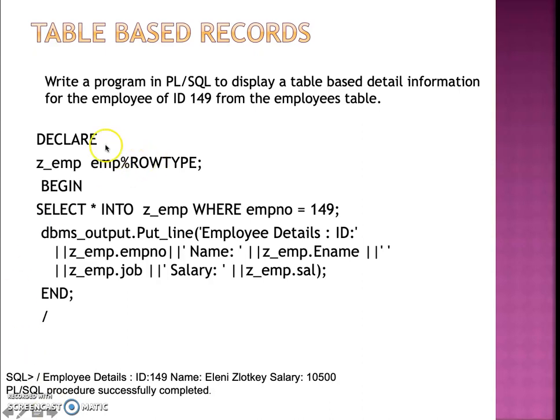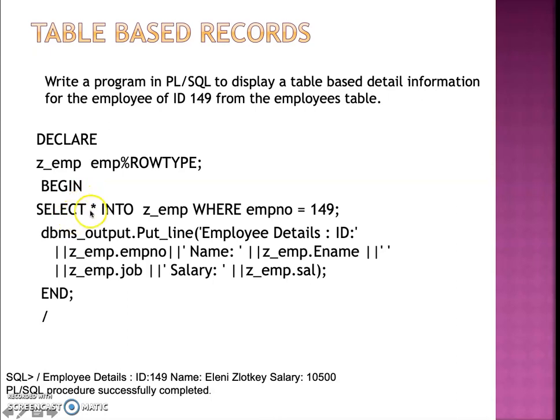Here, this is a table-based record example in which we have to do this program. We are using the row type command. The row type statement will access the complete row in a record and store it in ZEMP.